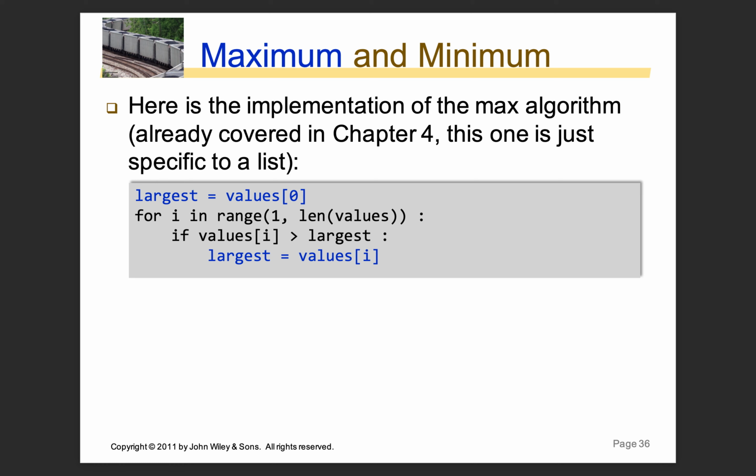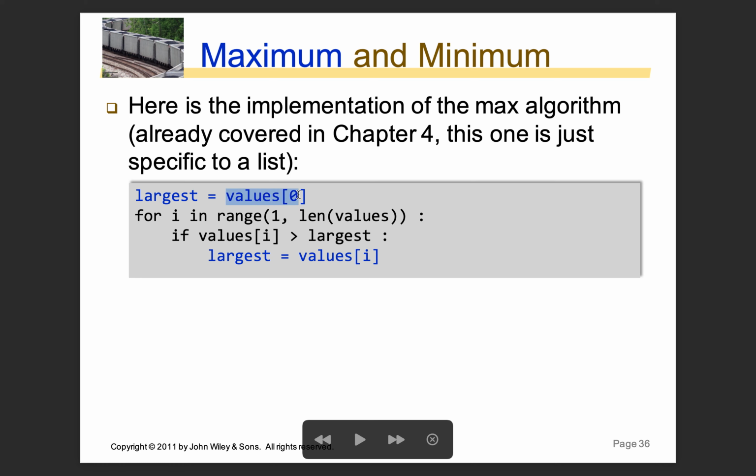Maximum and minimum. We looked at this in a previous session, using a for loop to do this with just variables. This one we're going to do specifically with a list, so finding the maximum value from a list rather than the maximum value from a sequence of values. So largest equals values[0].